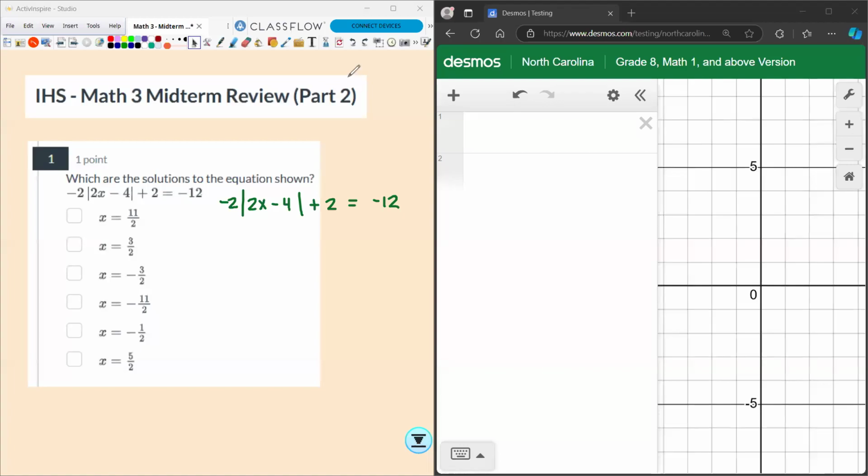Math 3 midterm review part 2, question 1. We want to solve this absolute value equation. So the first thing to isolate the absolute values is to get rid of the number added or subtracted at the end. We're going to subtract 2 from negative 12.